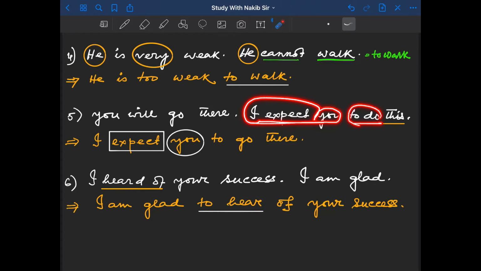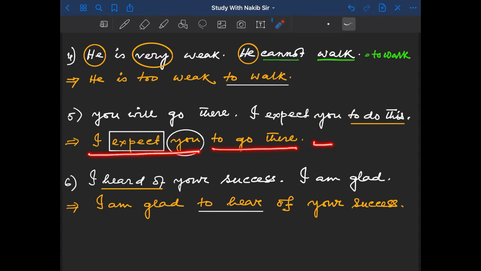In place of to do this, use to go there, and you will get your combined sentence. See, I expect you to go there. This is your combined sentence. Remember this. This verb is very, very important, and this verb is always used in this syntax. If you remember this, it will help you in the examination hall if you get this type of two sentences in your question for the combination. So your combined form is I expect you to go there.